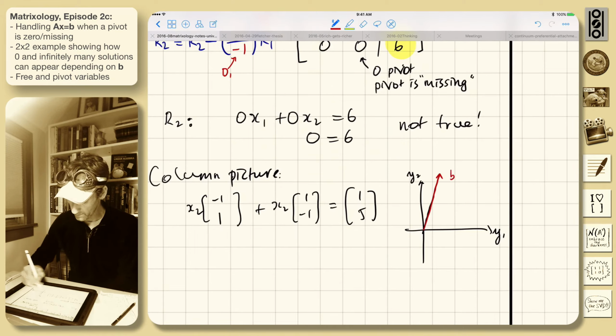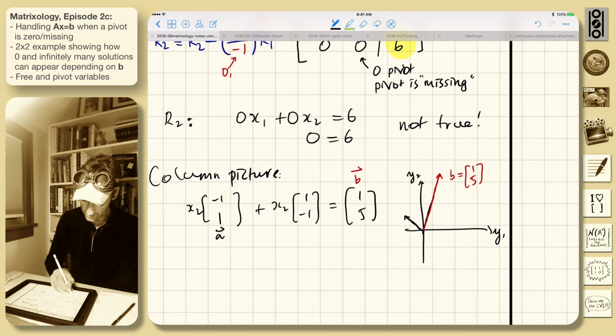Let's call this b, right? This is our b vector. This is 1, 5. And we're trying to add some multiple of minus 1, 1, and some multiple of 1, minus 1 to get that. But minus 1, 1 is pointing out in this direction.